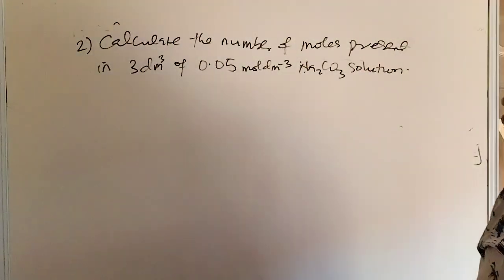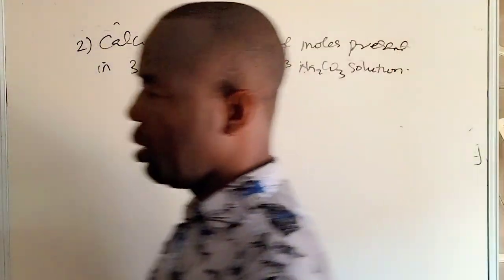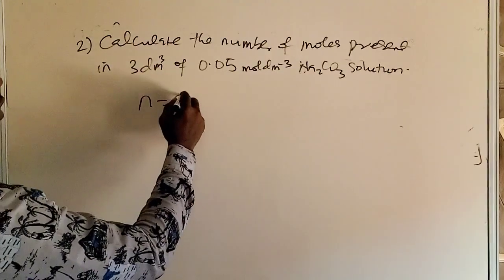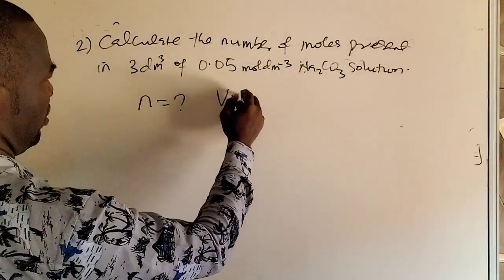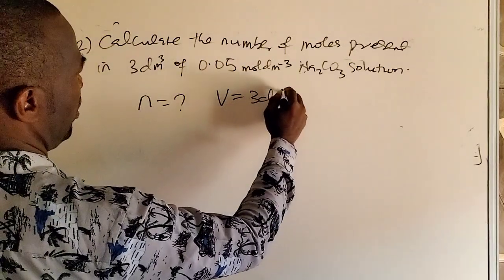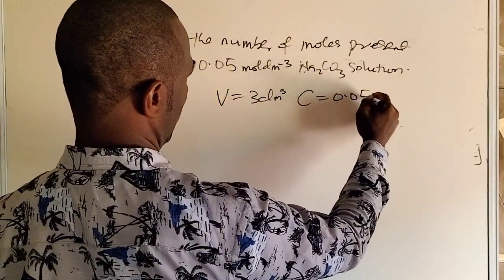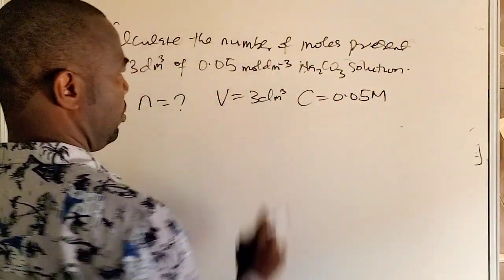So look at the next question on the board that says: calculate the number of moles present in 3 dm cube of 0.05 mole per dm cube sodium carbonate solution. Number of moles is what we're looking for. The volume of the solution is 3 dm cube. The concentration of the solution is 0.05 molar, or mole per dm cube.